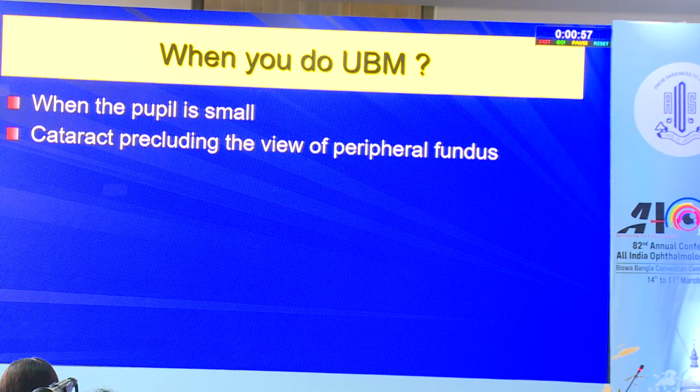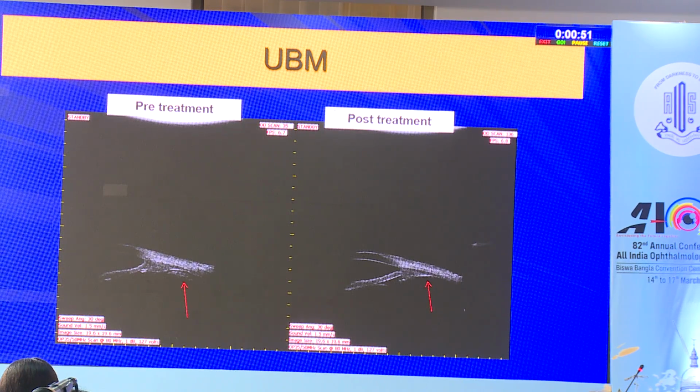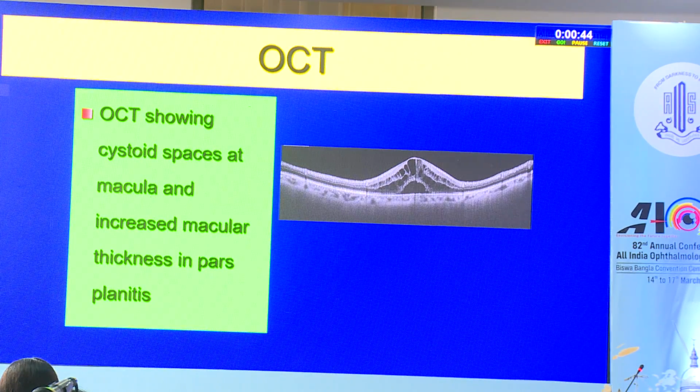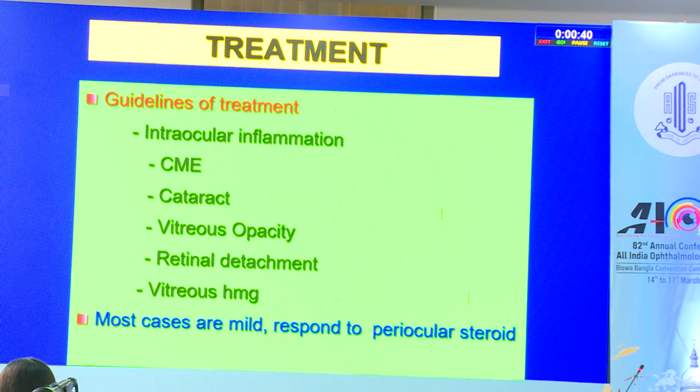You do UBM in intermediate uveitis when the pupil is small or cataract precludes the view of the peripheral fundus. Here you can see the exudates over the pars plana, shown by the arrow, and with treatment it disappears. We can have cystoid macular edema on fluorescein angiogram with increased macular thickness. The indications for treatment are intraocular inflammation, CME, cataract, vitreous opacity, retinal detachment, and vitreous haze.